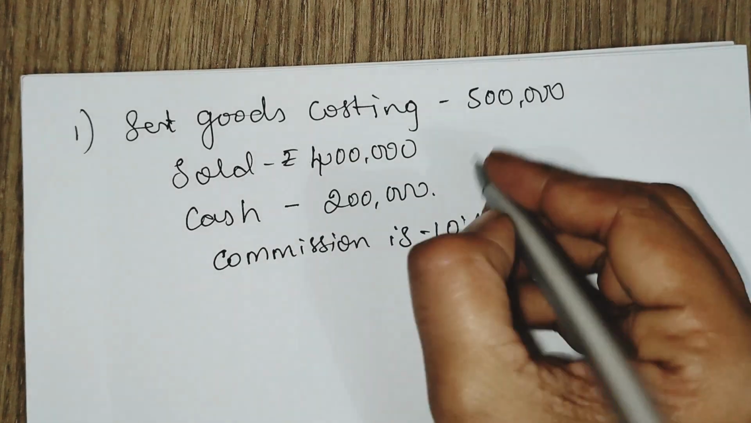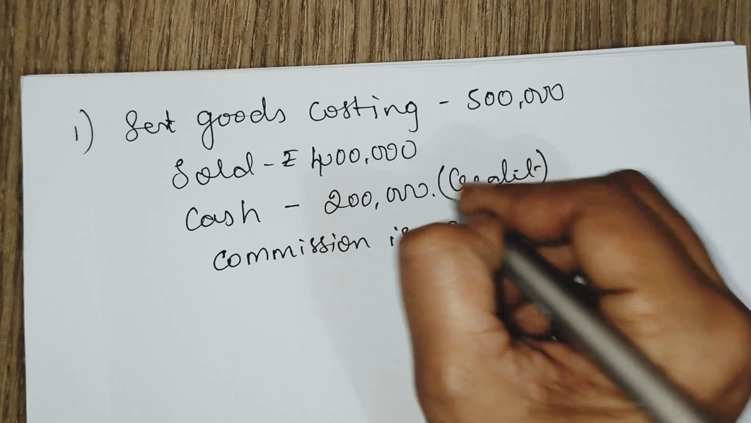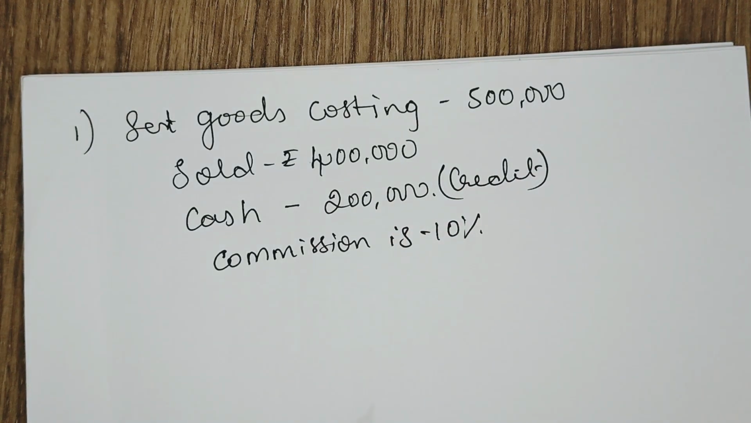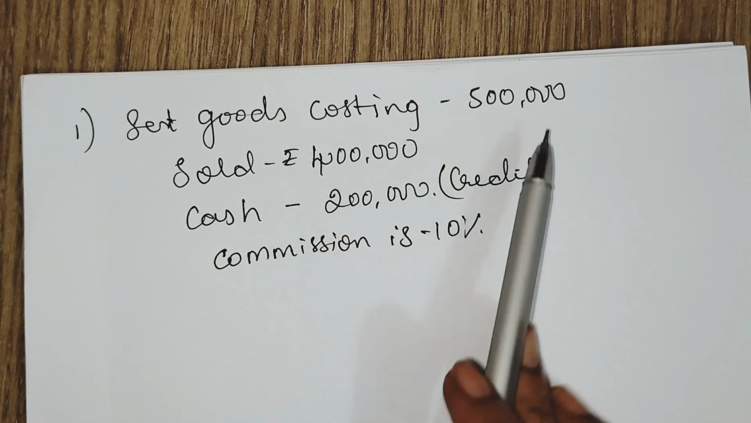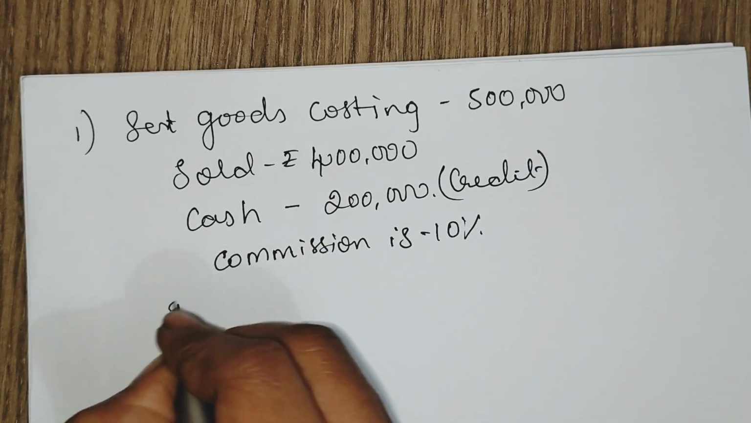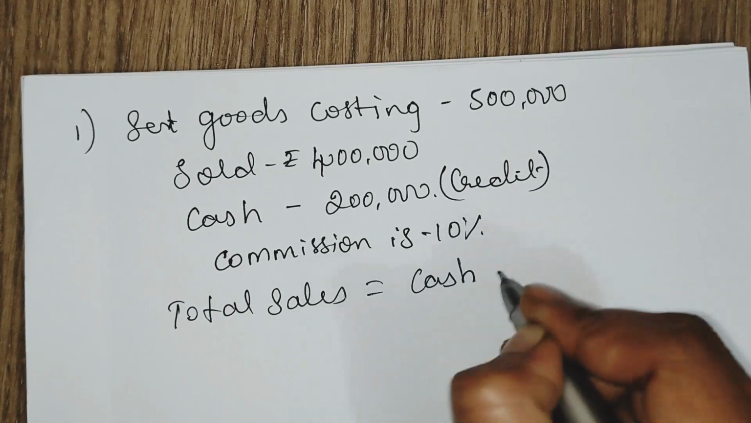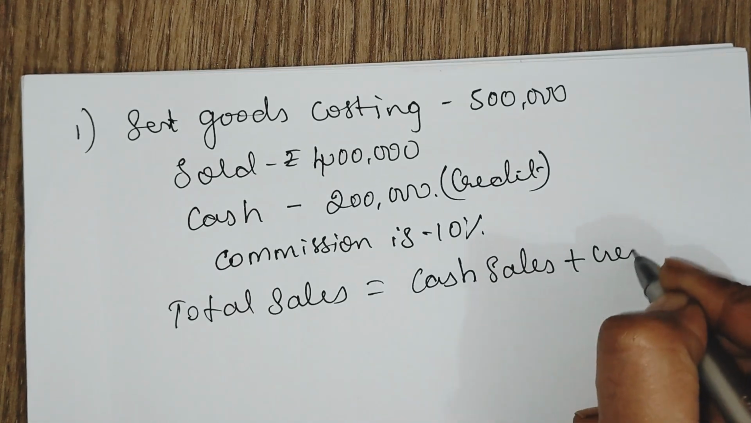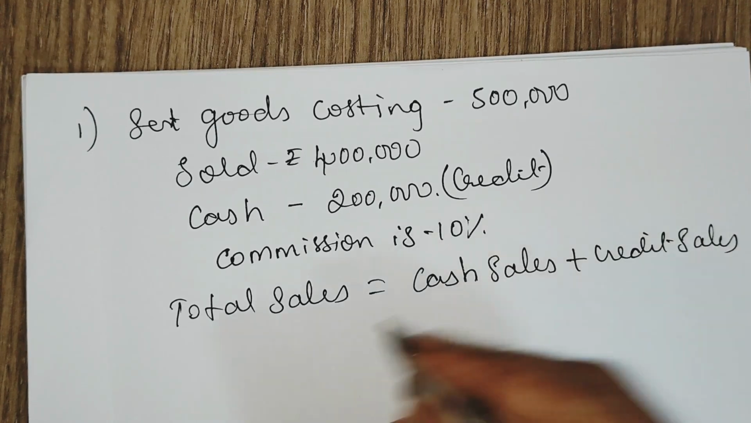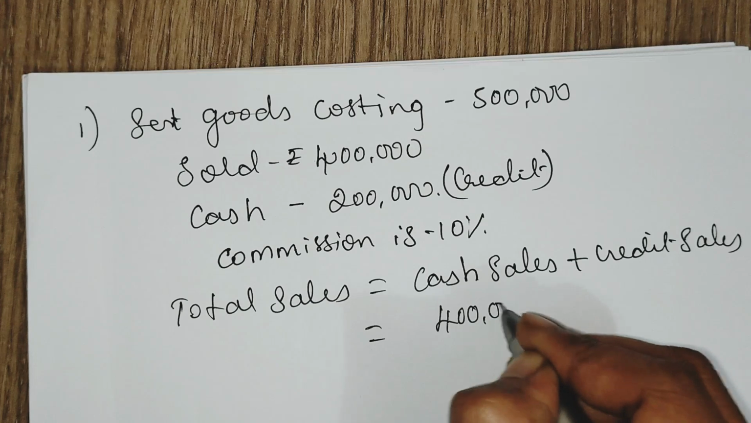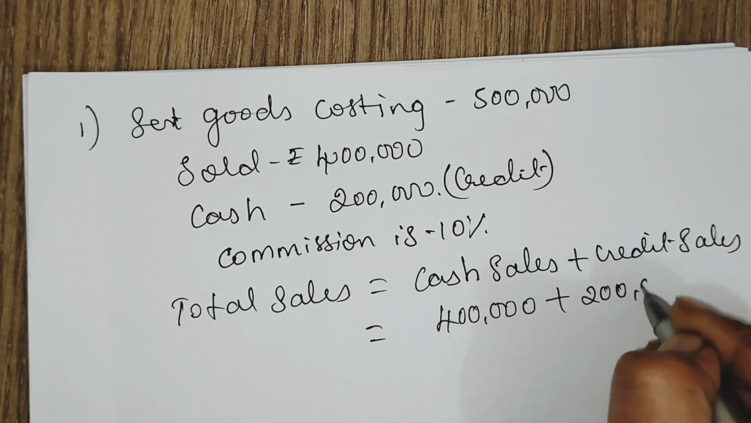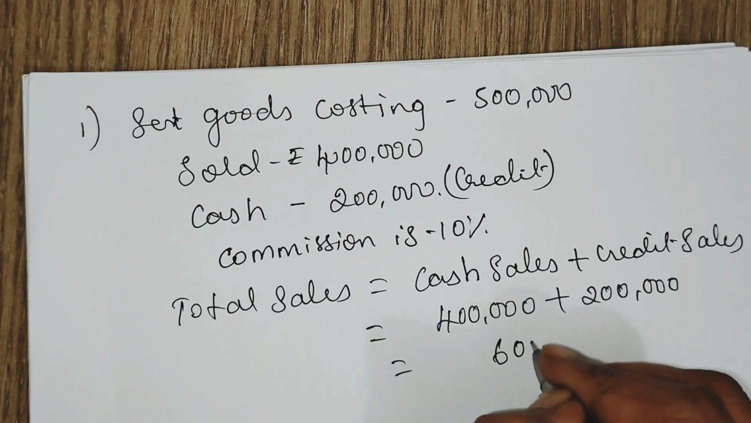Here cash sale is 4 lakh, credit sale is 2 lakh. Sold 4 lakh for cash and 2 lakh for credit. Total sales is how much? 6 lakh. What is the cost of the goods? 5 lakh. On which amount we are paying commission? On sales, not on cost. So total sales first we need to find out, because here we have cash sales and credit sales. Cash sales plus credit sales, 4 lakh cash and 2 lakh credit. Total sales is 6 lakh.